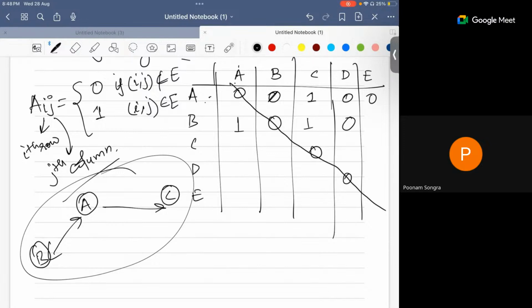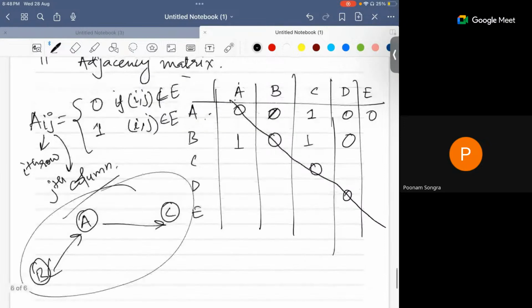If you are able to understand that, this is more than enough. Can we move to the next part? Is this fine? Yes, sir. Okay.